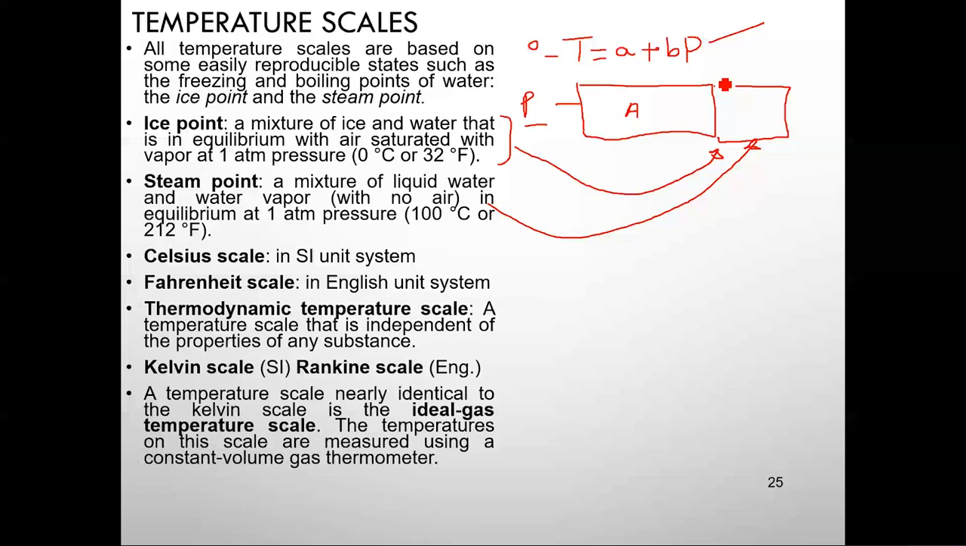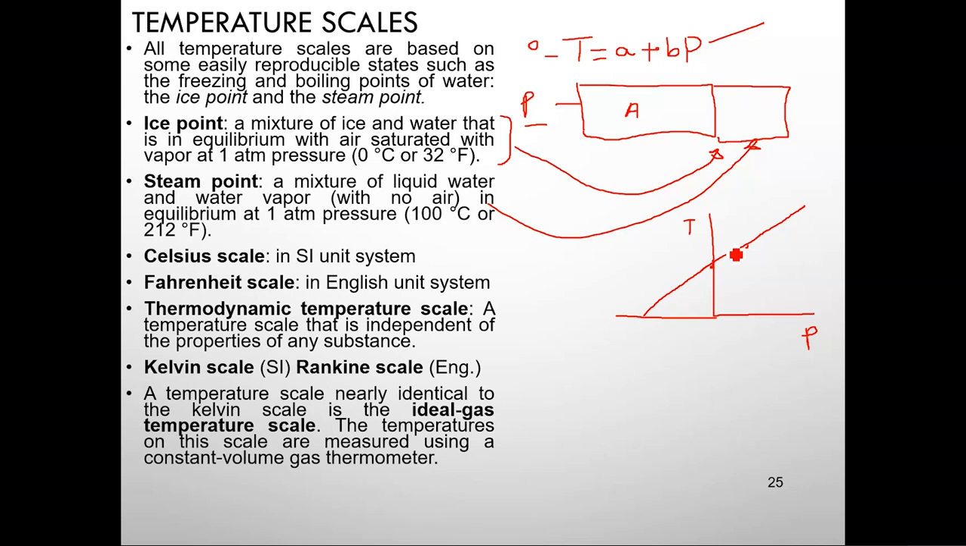Clear enough? If I try to plot the two values on a temperature pressure axis, I have plotted these two points, and I would essentially have a single line passing through these two points. Clear enough? So if I want to measure any other temperature, I would bring this container close to that environment. The pressure would change. I would read the pressure reading, and I would go to this line, and I would read the temperature corresponding to that pressure. That would give me the temperature.